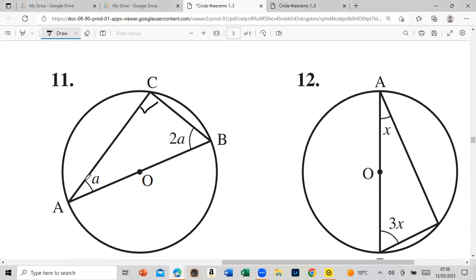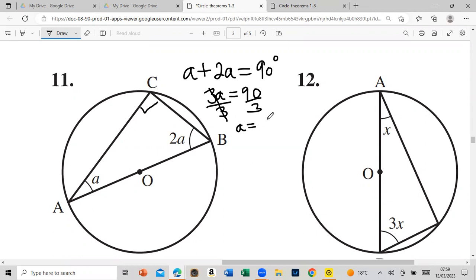So all we have to do is to say, okay, whatever A is plus 2A, that should also equal 90 degrees. Why? Angles in a triangle sum up to 180. So if we have 90 already, that means the other two must add up to 90. They are both like terms. So what we can do is to say, okay, A plus that equals 90. So we can divide by 3, and that will give us the value of A. 90 divided by 3 is 30 degrees. So the value of A is 30 degrees.